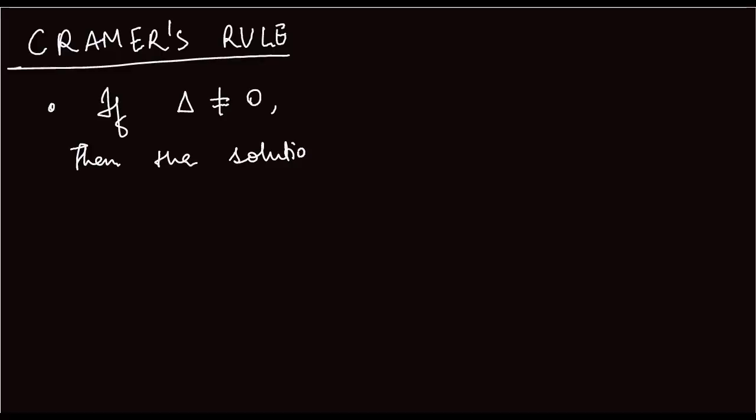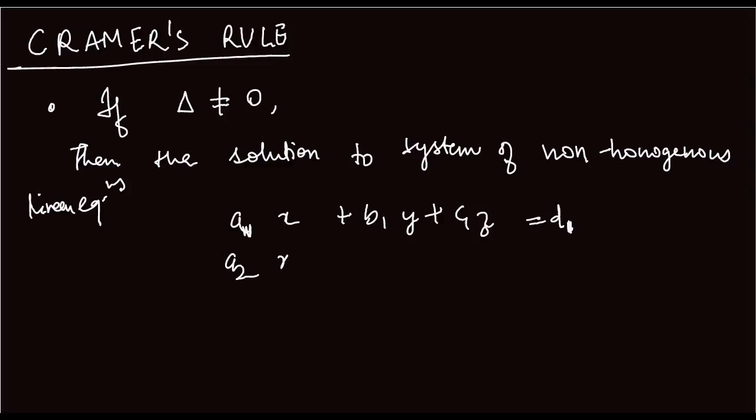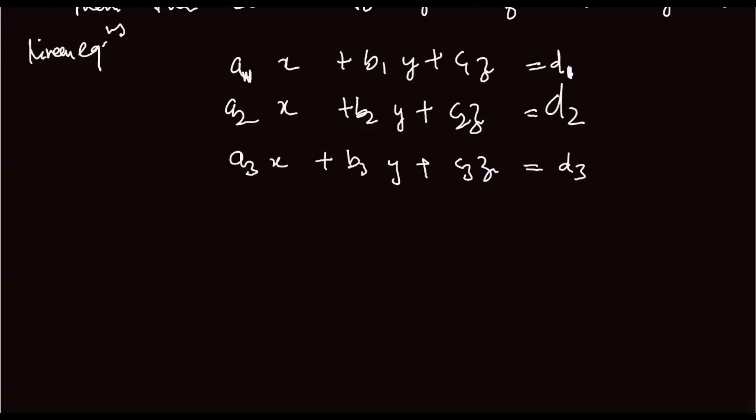the solution to a system of non-homogeneous linear equations, in this case we have some constants instead of 0 in these equations. Let's say a1x + b1y + c1z = d1. Instead of that 0, we have d1, d2, d3 here. a2x + b2y + c2z = d2, and a3x + b3y + c3z = d3. So we have this type of linear equations.